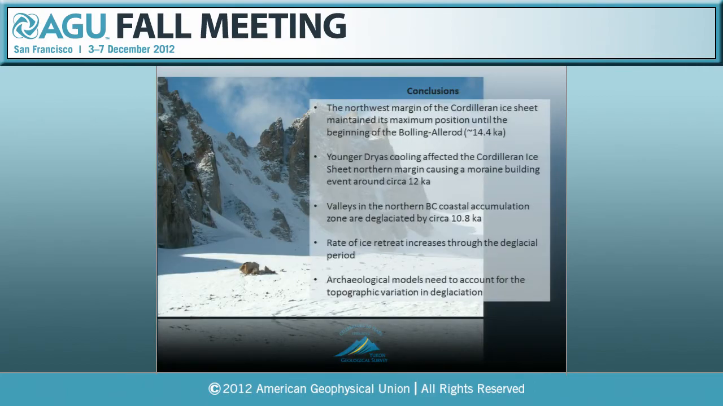So in terms of conclusions, the northwest margin of the Cordilleran ice sheet maintained its maximum position until the beginning of the Bølling-Allerød warming period, and starts retreating around 14.4. The Younger Dryas cooling affected the Cordilleran ice sheet's northern margin, causing a moraine building event around 12,000 years ago. Valleys in the northern British Columbia coastal accumulation zones are deglaciated by about 10,800, and the rate of ice retreat increases through the deglacial period.